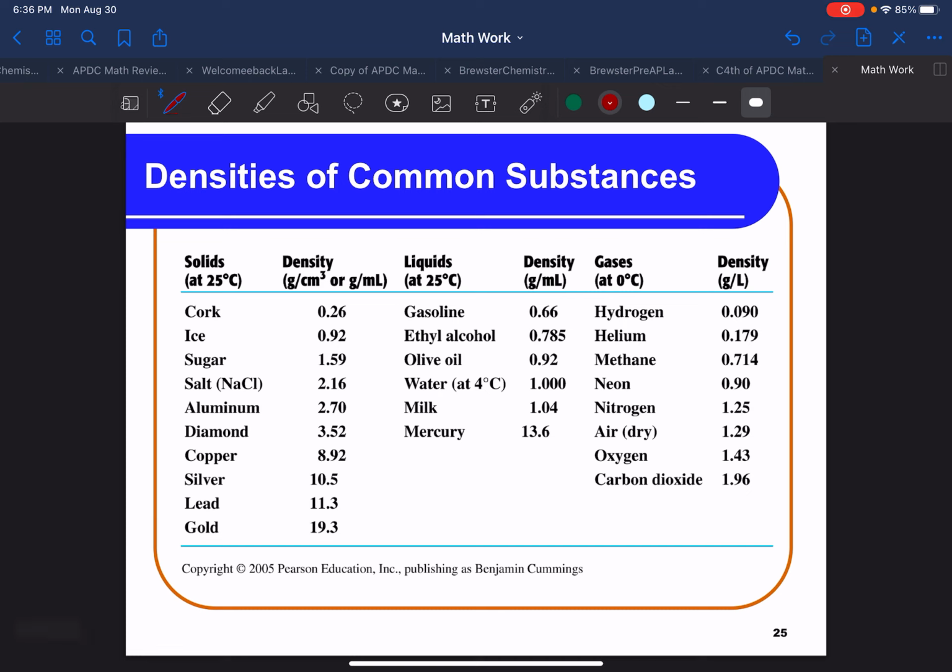This is just a chart of common substances and their density. I will note here, you are expected to know that water's density is 1. So anything less than 1 floats, anything greater than 1 sinks.